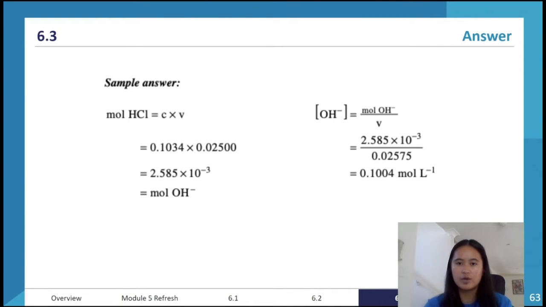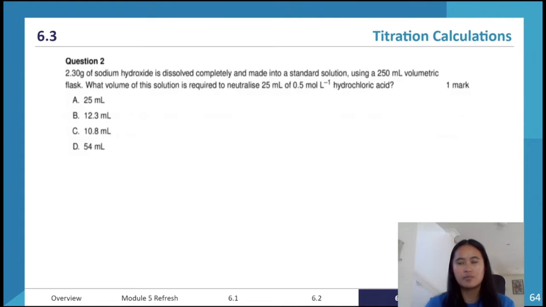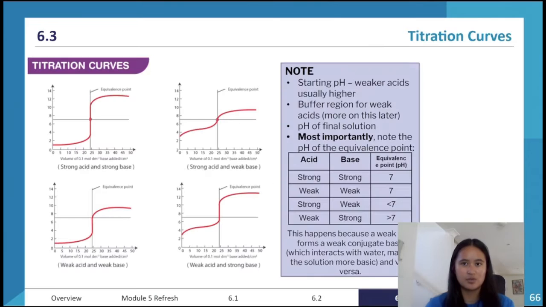Yeah, so it's actually quite simple. It comes down to the molar ratios. We're going to skip that question because we're going to run out of time.